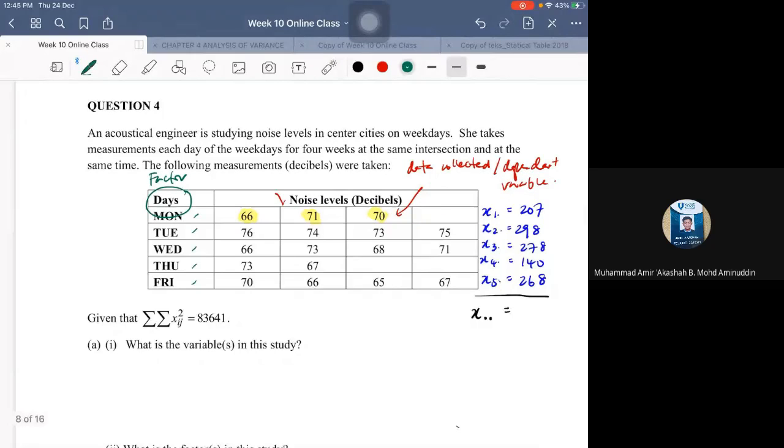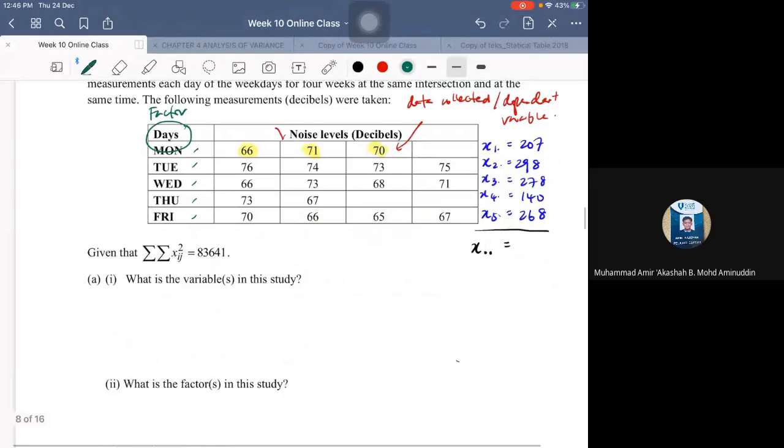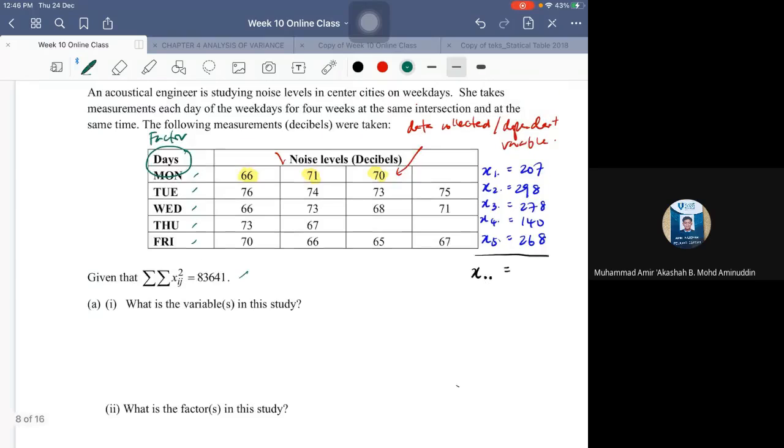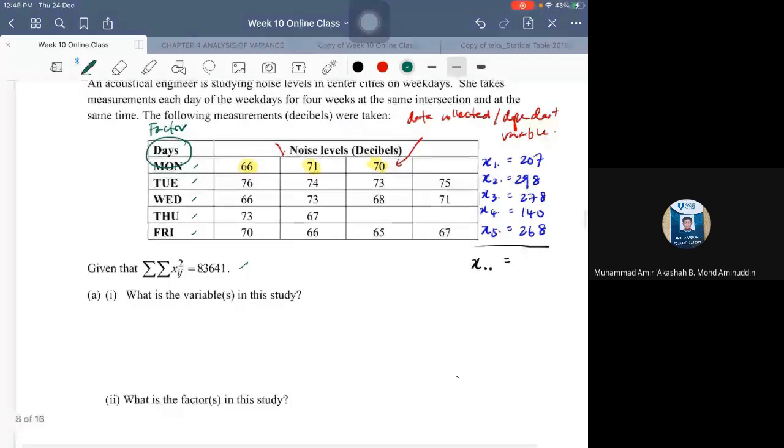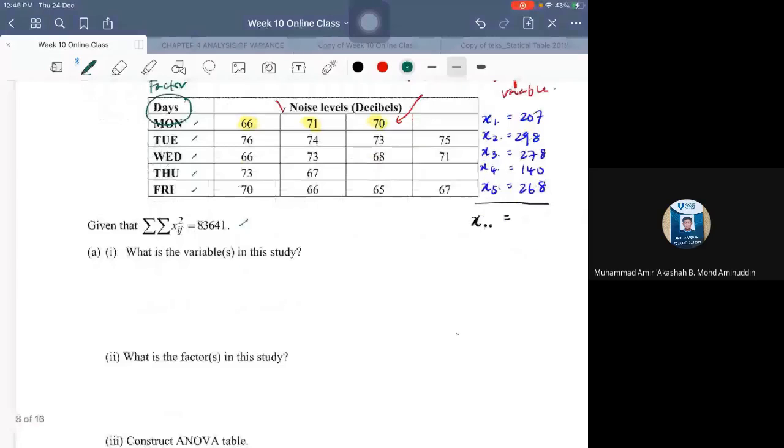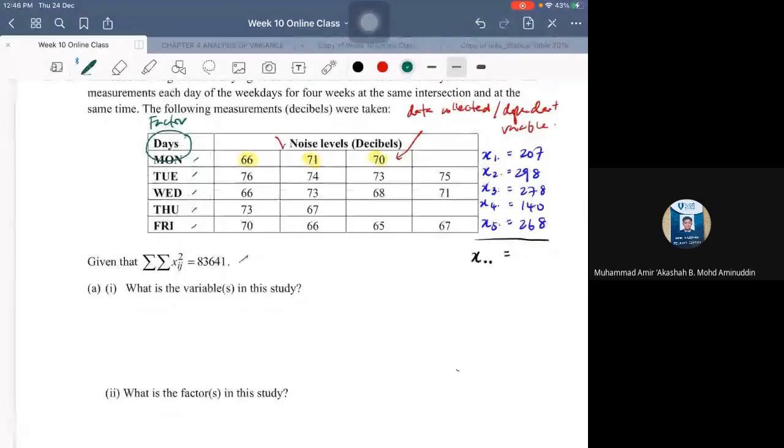And we are given the most important information over here. We also been given the fact that the sum of xij squared is going to equal 83,641. Okay, let's answer question number A1. So what is the variable in the study? Actually this question is not very clear. We have 2 types of variable, independent and dependent.